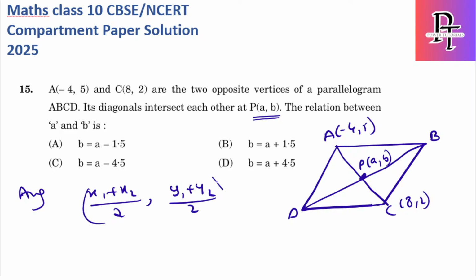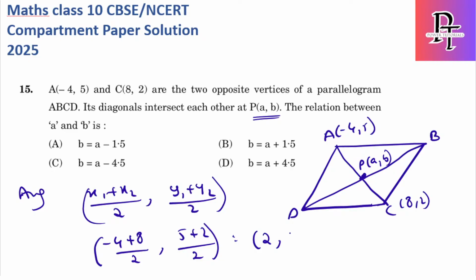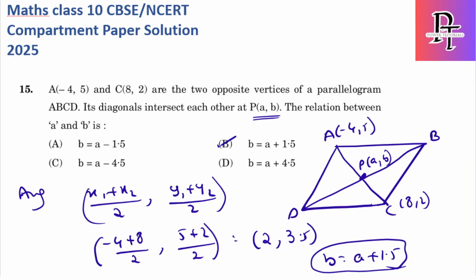So just substitute the values. X value is, x1 is -4, x2 is 8, by 2. y1 is 5, y2 is 2, by 2. So 4 by 2 is nothing but 2. 5 plus 2 is 7, by 2, I'll write it as 7 by 2, which is 3.5. They are asking the relation between a and b. From these two values I can simply say b is nothing but a plus 1.5. Why? Because b value is 3.5, and if I add 1.5 to 2, I will get a plus 1.5. Hence the answer is B.